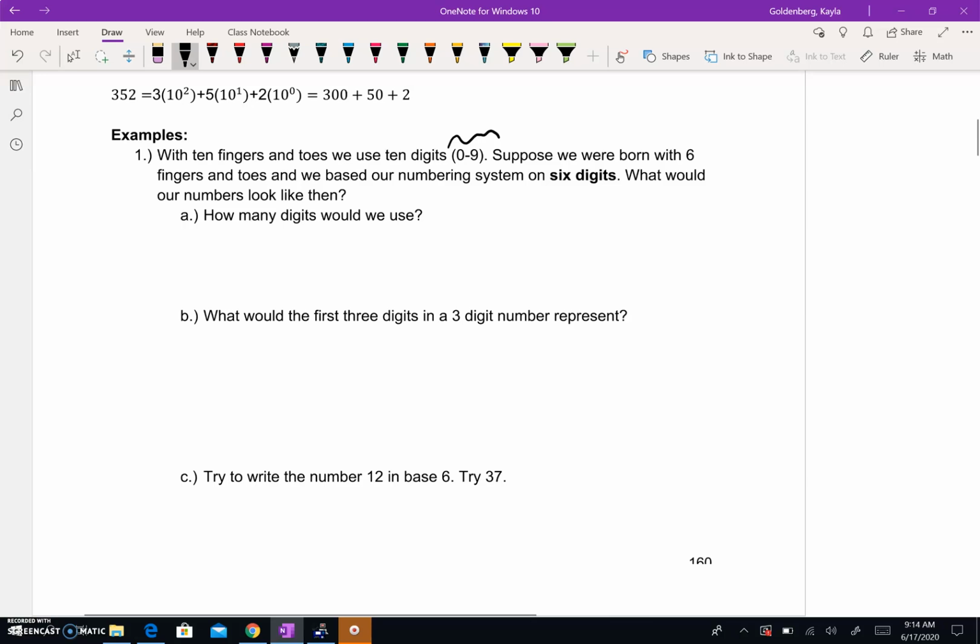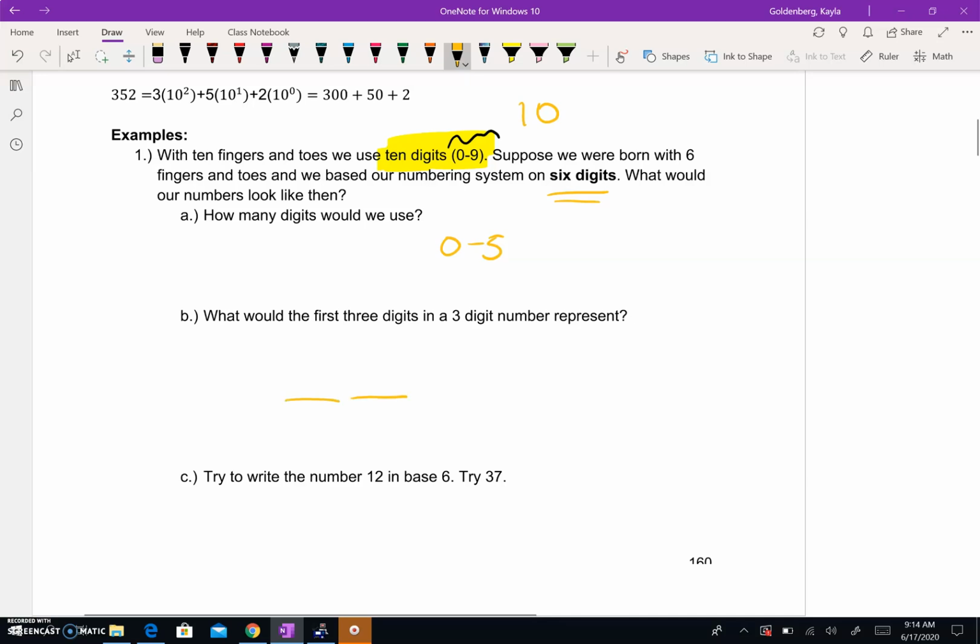Okay, so if you had 6 as your base, it's kind of weird to think about, but using our 10 digits, right? To make it 10, we really use a 1 and a 0, in order to say that we've gotten to a 10. So it's everything from 0 up to the number in front of that. So if I only had 6 digits, that would be 0 to 5, which is kind of weird to think about. And then they ask us, what would the first 3 digits in a 3-digit number represent?